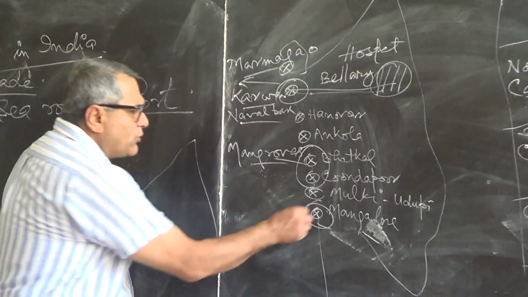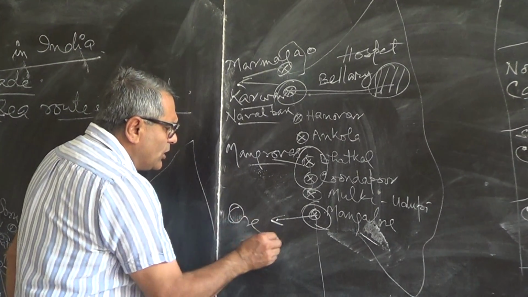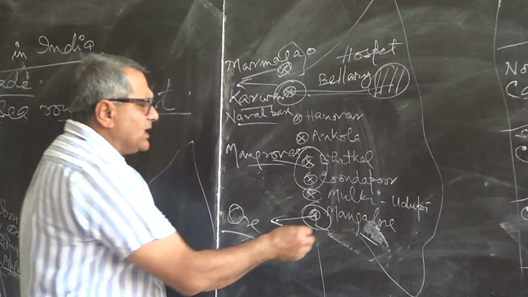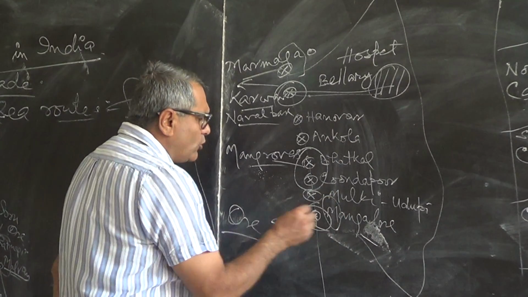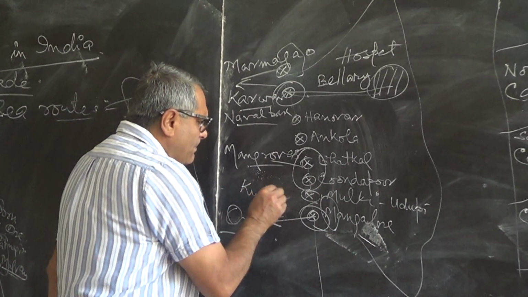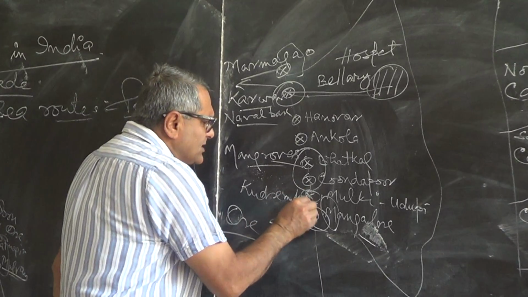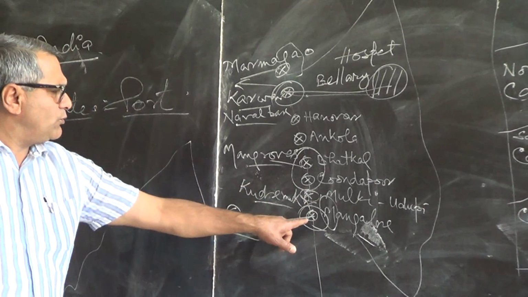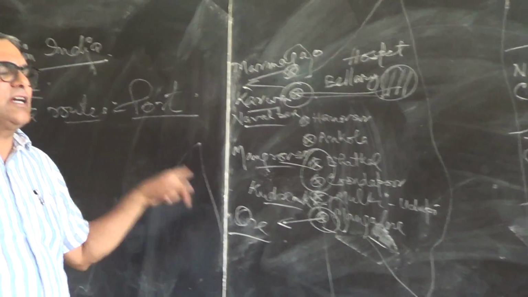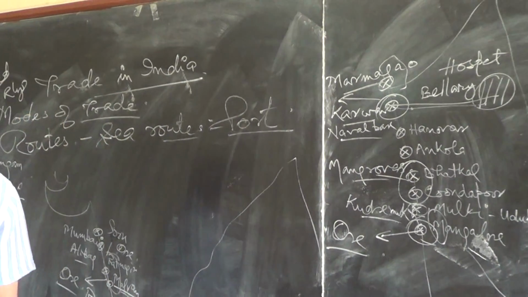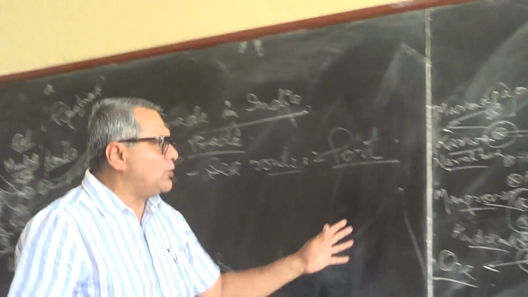Mangalore is the port. From here we export iron ore to Japan. Basically here we have the Kudremukh ore. You know Kudremukh? Kudremukh iron ore is there, and from Kudremukh we transport it to Mangalore port and export it. So this is another state from where we used to export the ore.